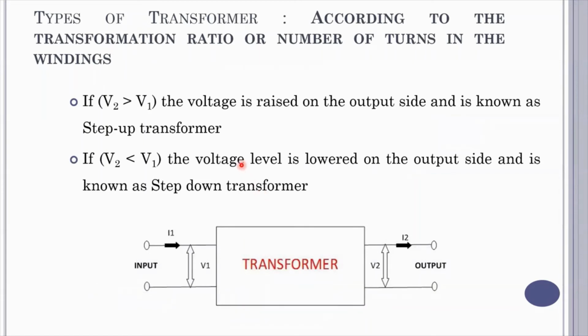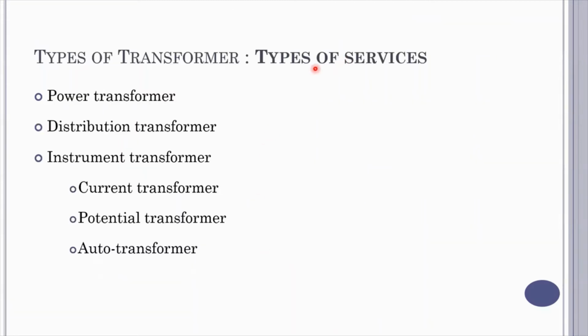And based on the voltage transformation ratio, we categorize it as a step up transformer and a step down transformer. And based on the type of service it is rendering, we categorize transformers as power transformers, which we use at the transmission end, distribution transformers, which we use at the distribution end, and instrument transformers, a special type of transformer which is used to step up and step down voltage in the case of having a meter.